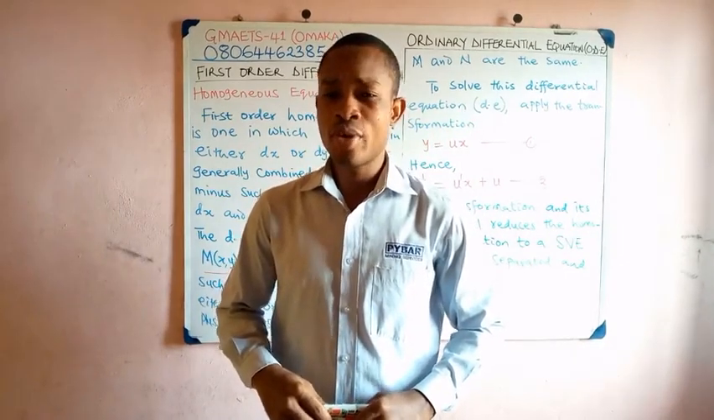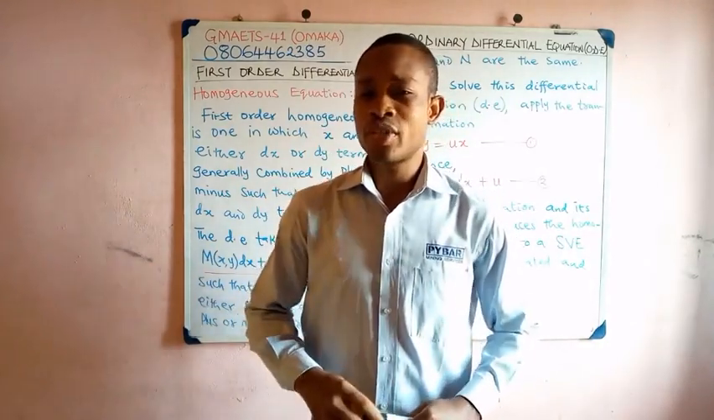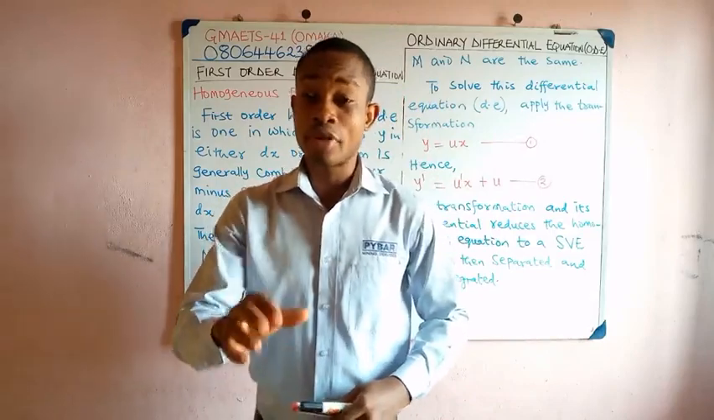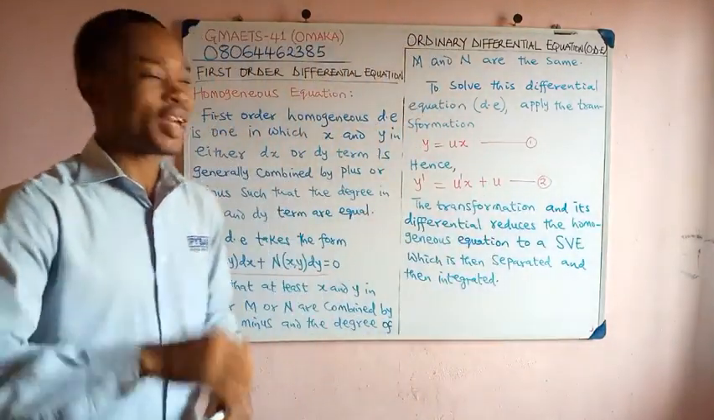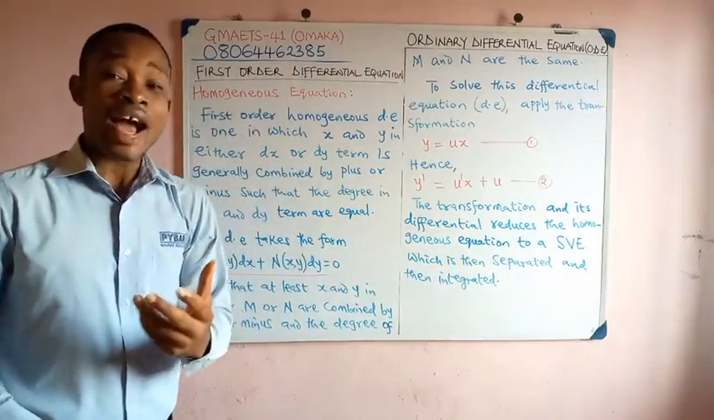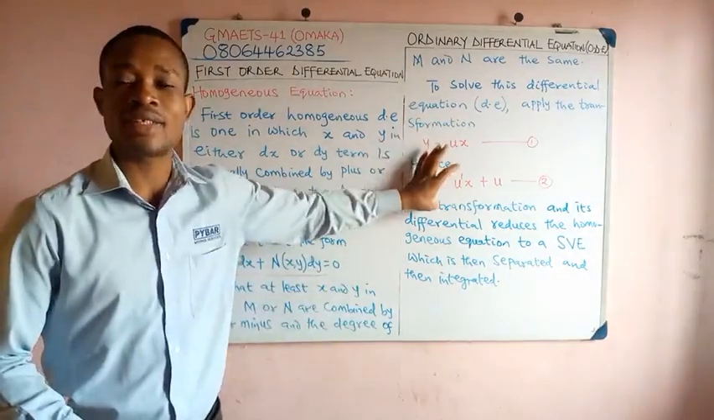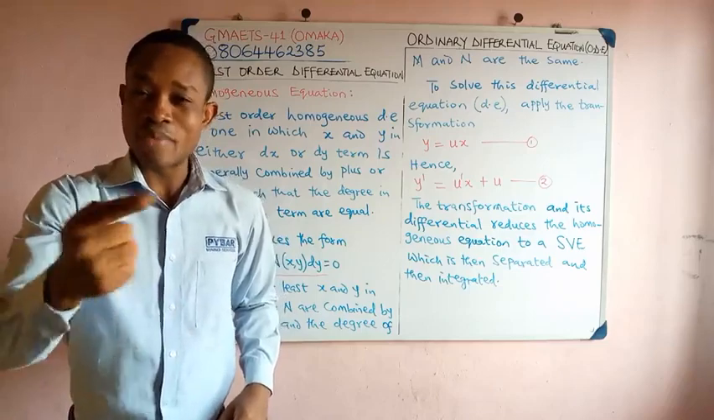In this video, we now turn our attention to the homogeneous first order differential equation, having been done with our separable variable equation. In this video, we are going to see how we can identify the homogeneous first order differential equation and of course how to solve it using the transformation here and its derivative. Now first, how do you identify a homogeneous equation?